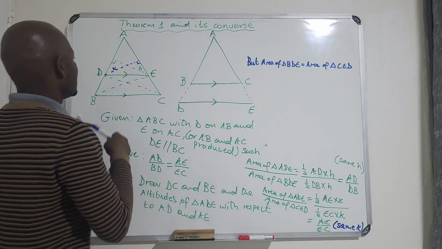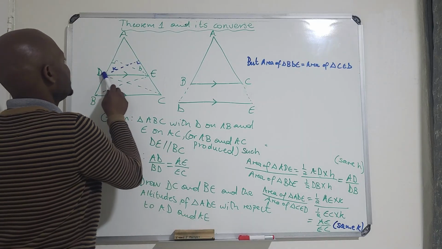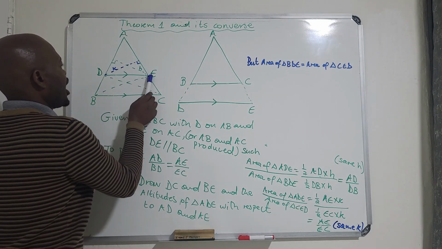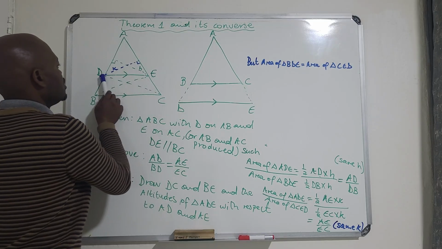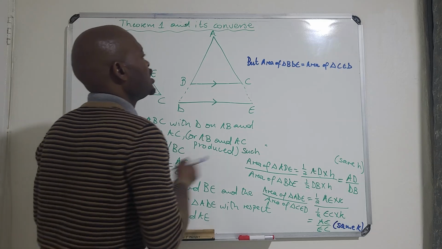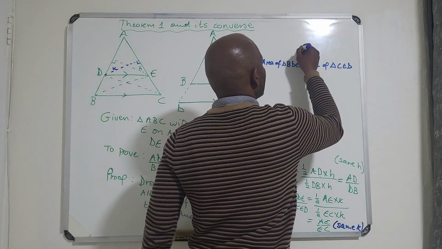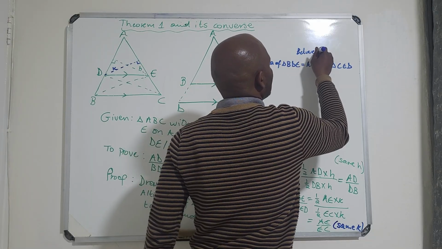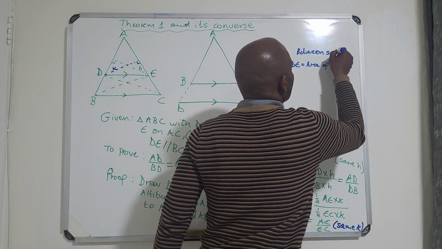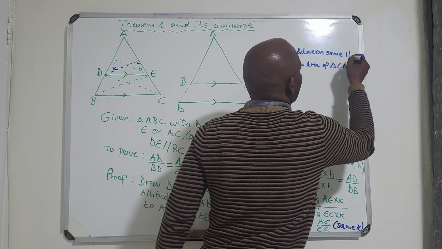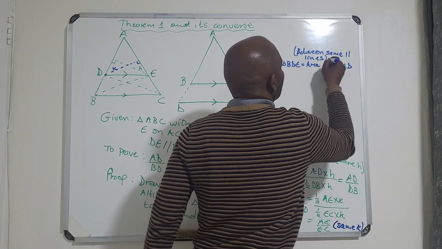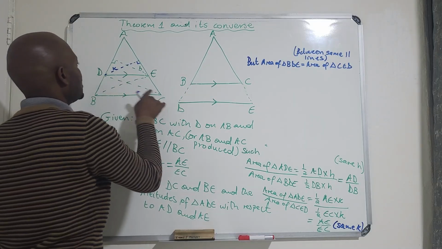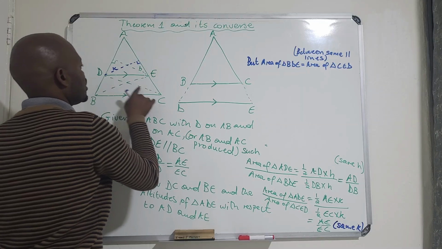What do we mean by that? We say the area of triangle BDE, the area of this triangle, is equal to the area of this triangle. We know why that is? Because these triangles are between the same parallel lines. That's the reason why we say this triangle is equal to this triangle.